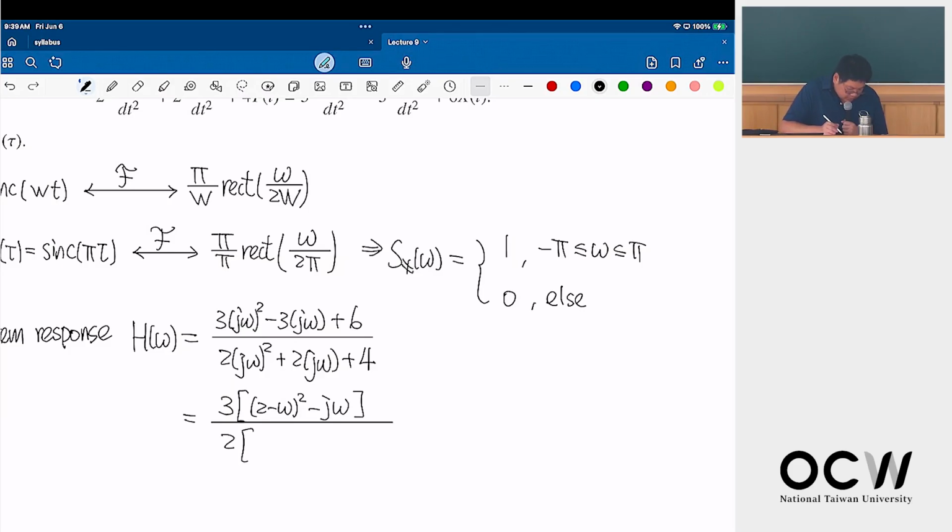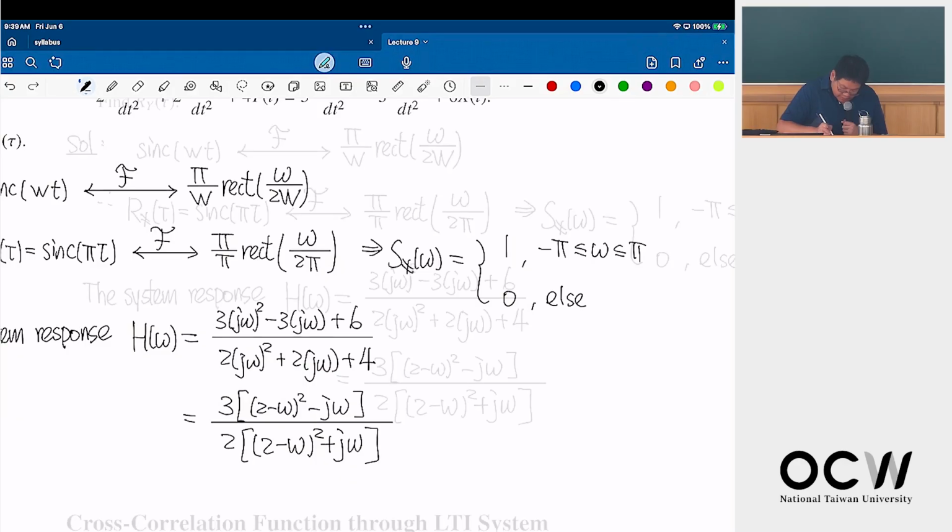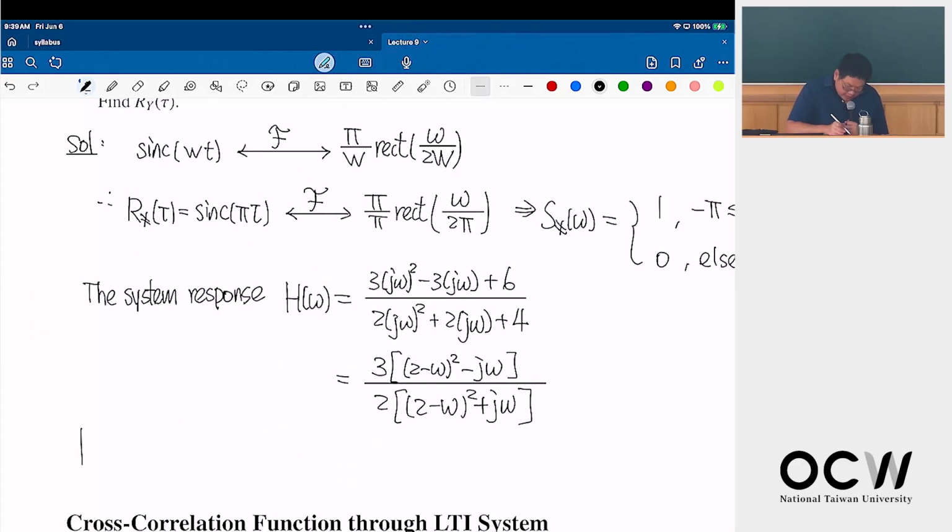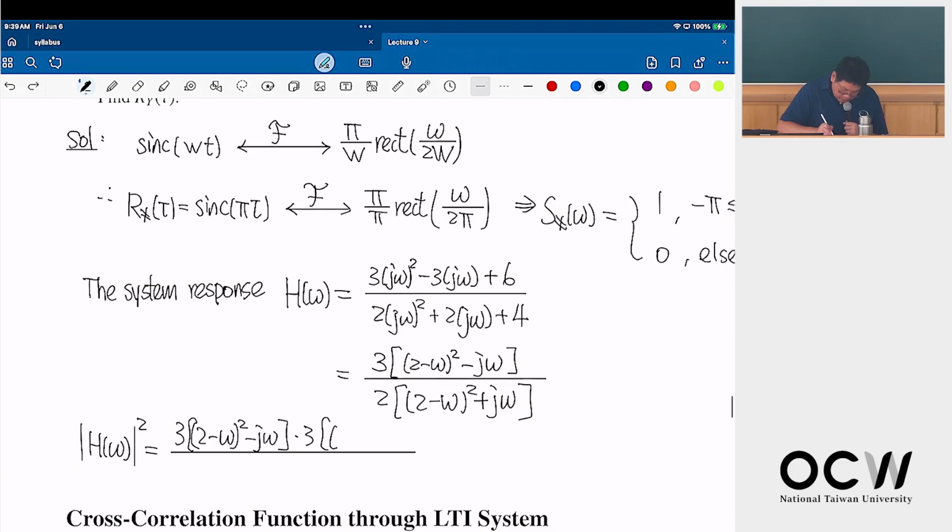2 minus omega squared plus j omega. So let's see the magnitude square of this system response. That's 3, 2 minus omega squared minus j omega, times 3, 2 minus omega squared, and then we plus j omega.